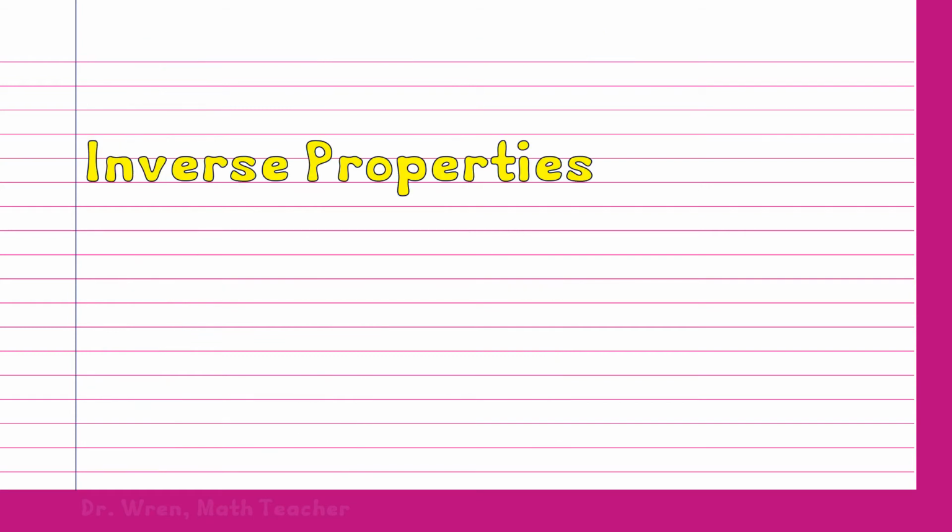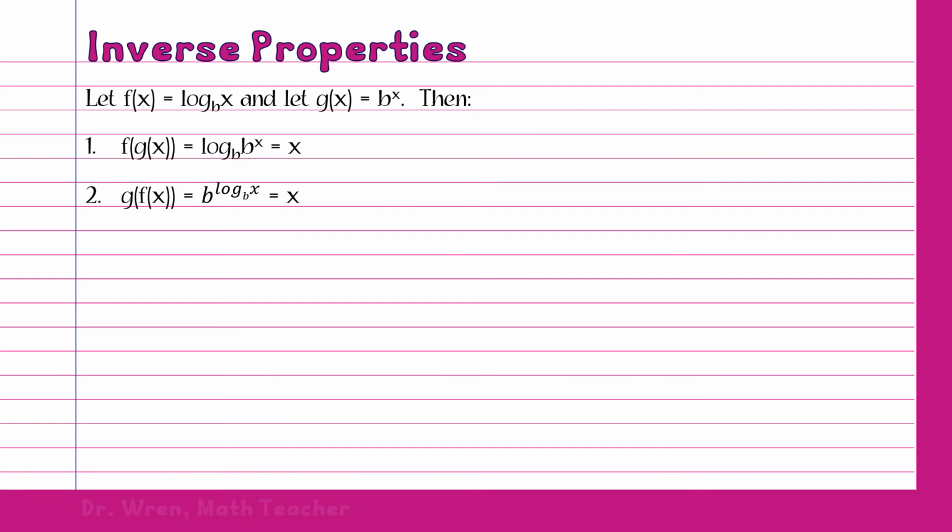As I stated previously, logarithmic functions and exponential functions are inverses of each other. Let's see how. As previously discussed, two functions f and g are inverses of each other if f composed with g equals x and g composed with f equals x. If we let f of x equal log base b of x and g of x equals b to the x power, then when we compose the two, we see that f composed with g equals x in bullet 1, and in bullet 2, g composed with f equals x. Hence, logarithms and exponential functions are inverses of each other.